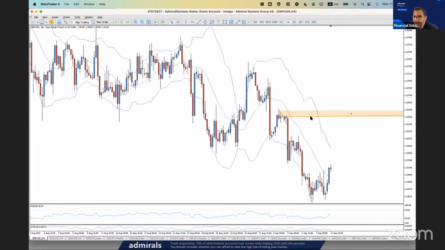So price at an area of resistance, 61.8 as well. So 2 levels of confluence. It's going to hit the upper band of the Bollinger. So 3 levels of confluence, strong price action to show reversal there. Pretty much that's all we need, right? And yeah, that's all I will be looking for.